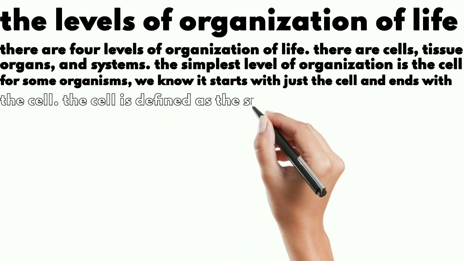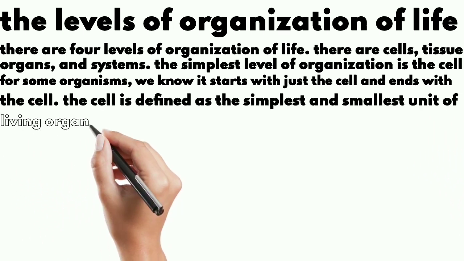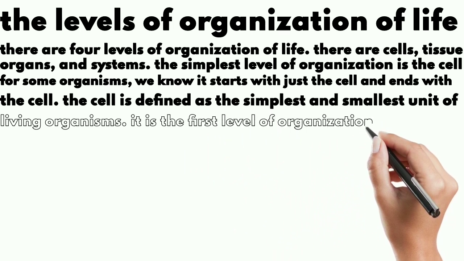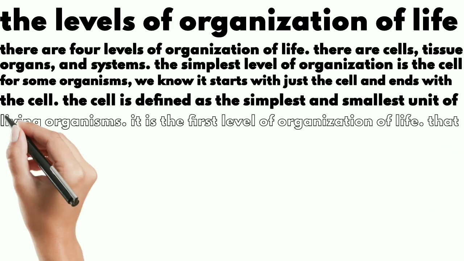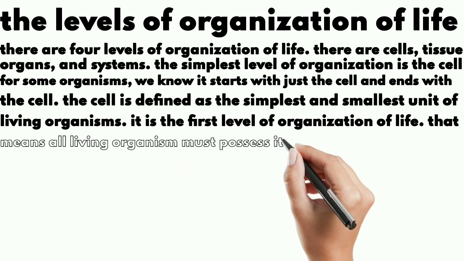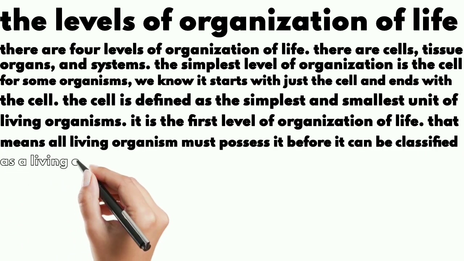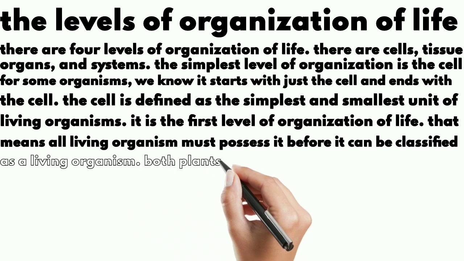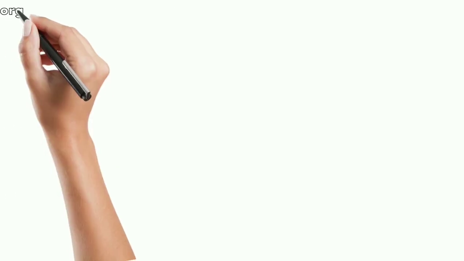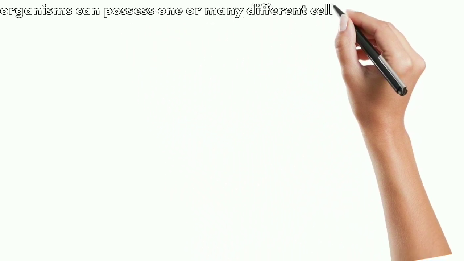The cell is defined as the simplest and smallest unit of living organisms. It is the first level of organization of life. That means all living organisms must possess it before it can be classified as a living organism. Both plants and animals are composed of cells. Organisms can possess one or many different cells.